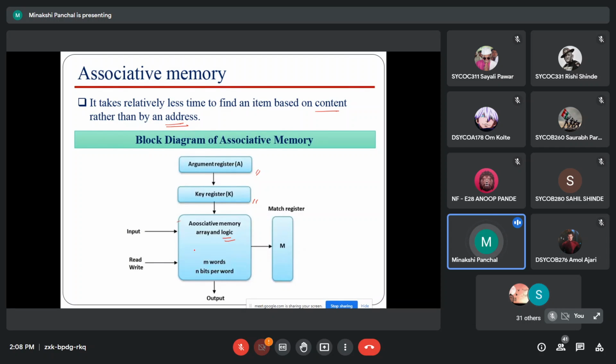The memory is saved here. We are using a logic, and by using the logic on the argument register and on the key register, that word is located. We are giving input and the memory is either read or written. Match register: whatever data you are giving as input, whether it is matching or not can be identified by using the match register. So this part, the argument register and key register, is important.